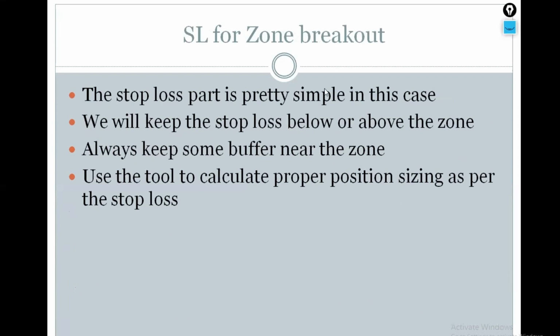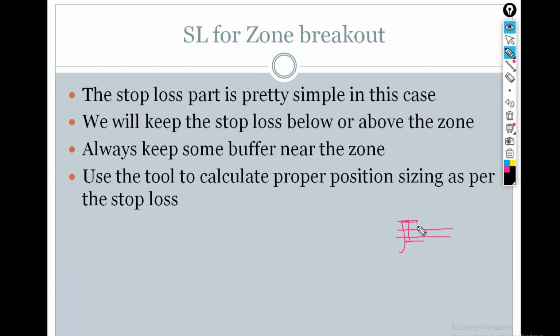Now the most important point is where to keep the SL for this zone breakout strategy. The stop loss part is pretty simple in this case. We will keep the stop loss below or above the zone. And what does the zone mean over here? For example, this is your previous day high, this is your R1. The market opens over here and breaks the previous day high, and it also breaks the R1. You enter over here, so your stop loss will be below this zone.